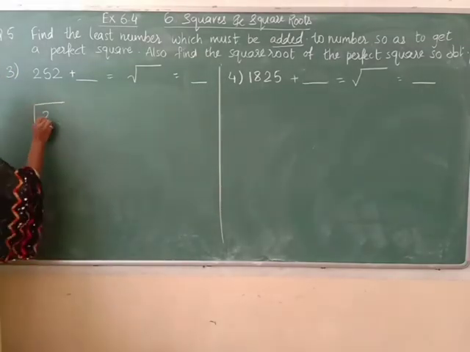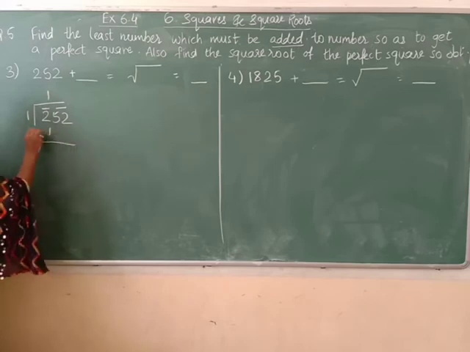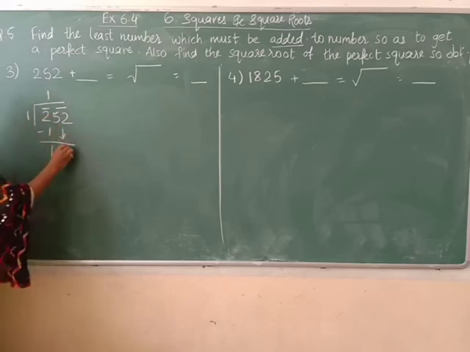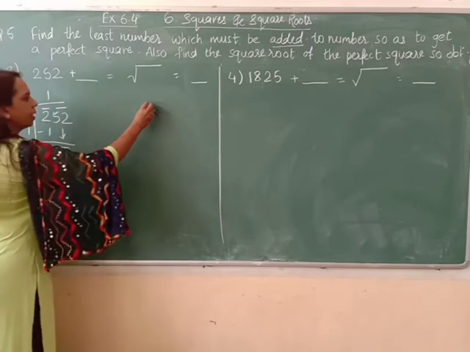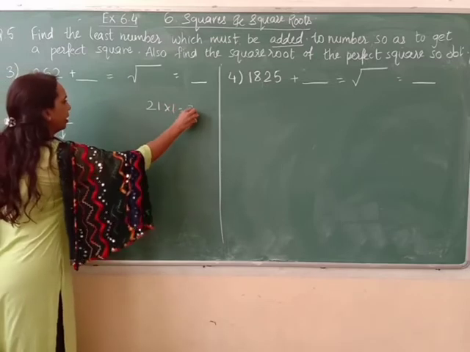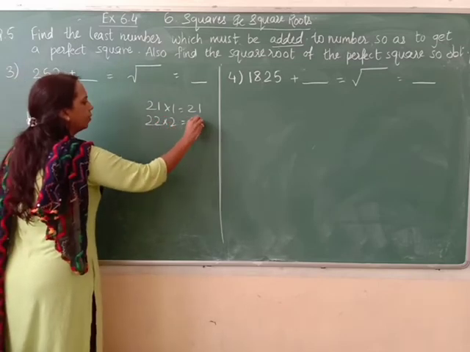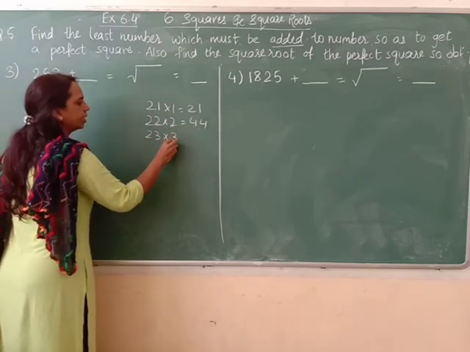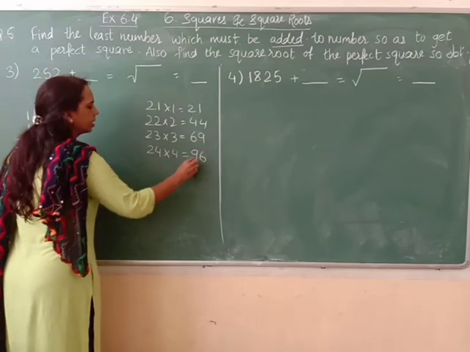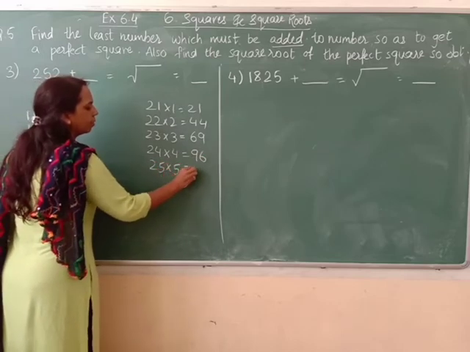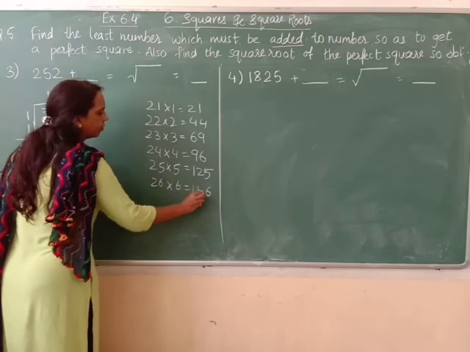Go to the long division method. Put the bars on the number. 1 into 1 is 1. Subtracting 1 from 2, we get 1 and bring 52 down here. Add 1, we get 2. So let us find out which number we have to multiply. 21 into 1 is 21. 22 into 2 is 44. 23 into 3 is 69. 24 into 4 is 96. 25 into 5 is 125. And 26 into 6, 6 6s are 36, carry, 156.